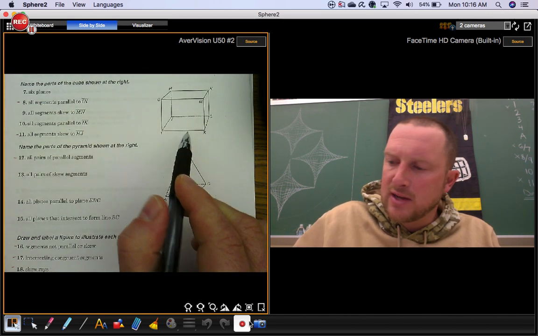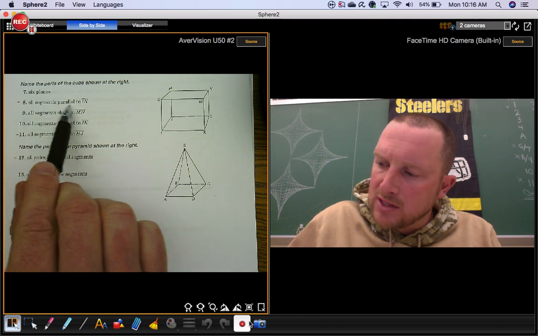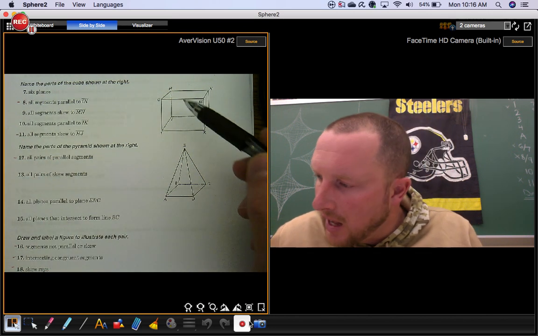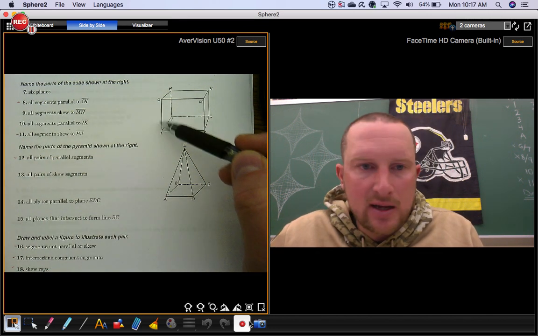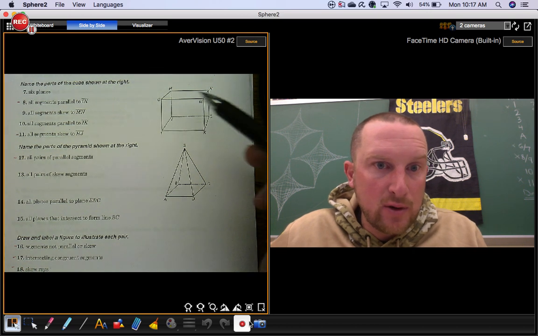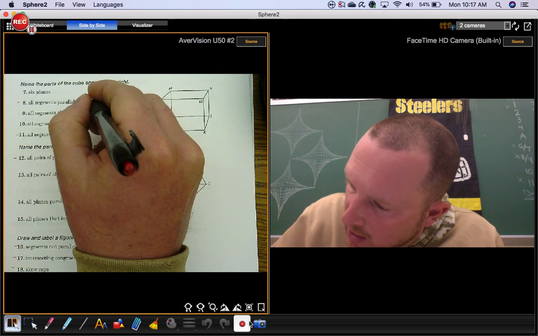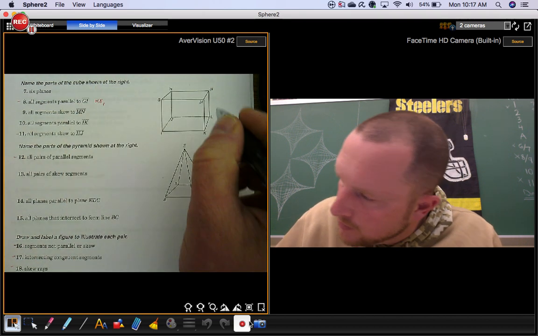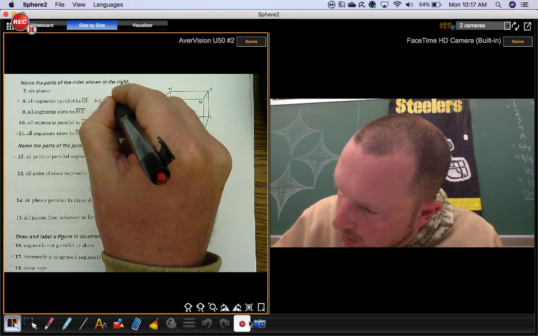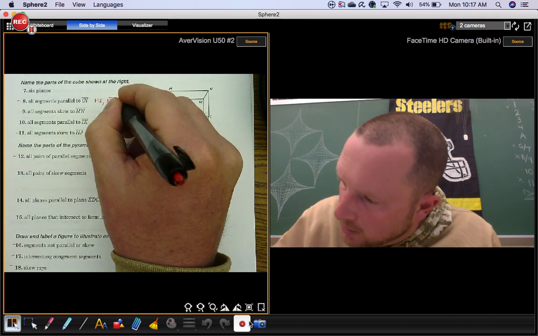We're going to use a different diagram. We want all segments that are parallel to segment GI. So here's segment GI, it's vertical. The other 3 vertical ones are going to be parallel to it. So that would be segment HJ, segment NL, segment MK.